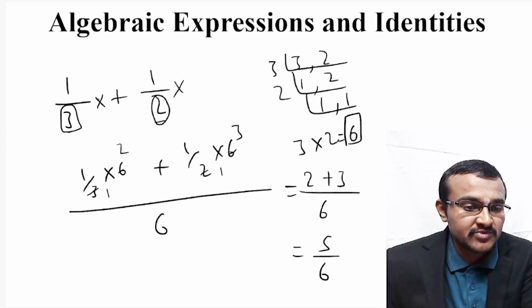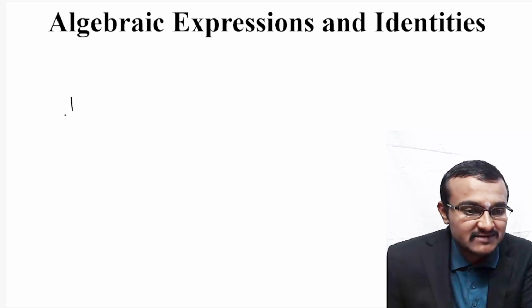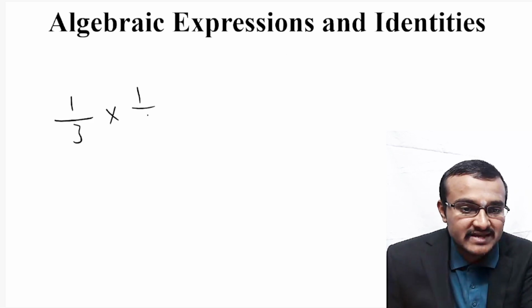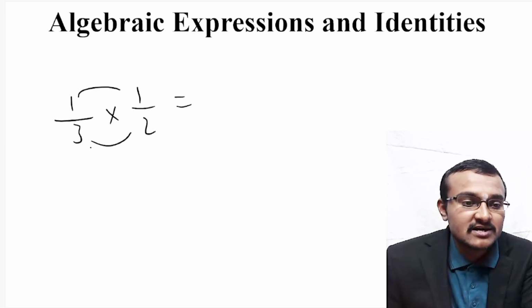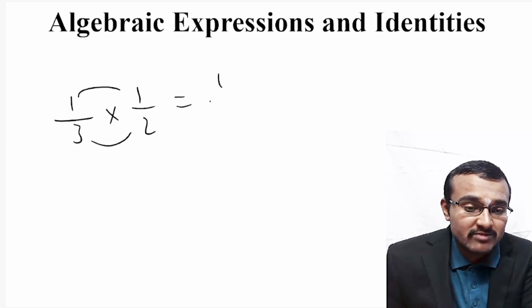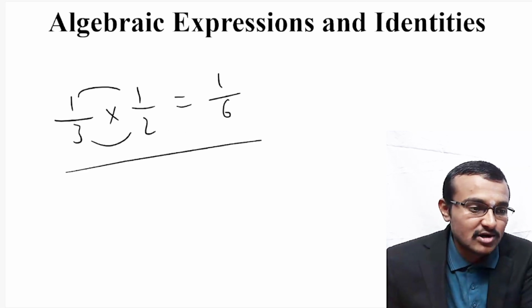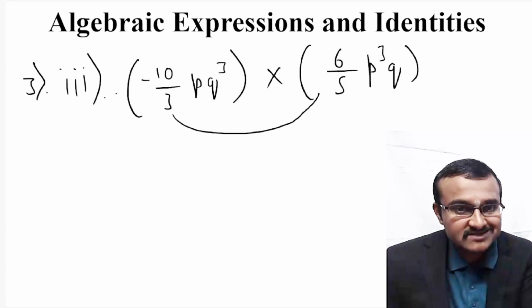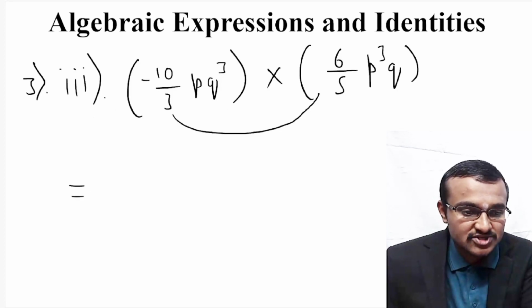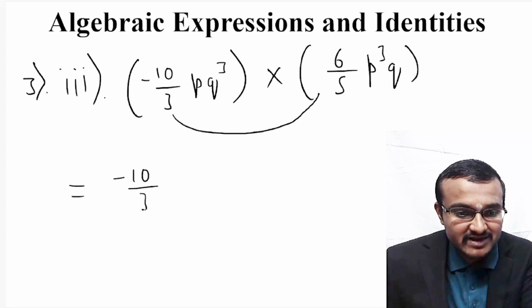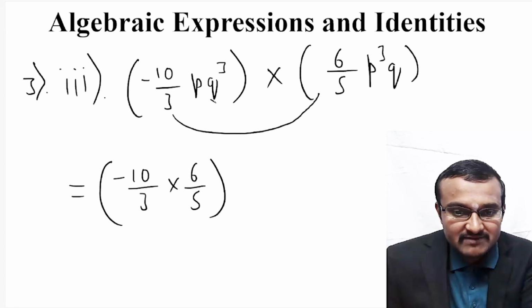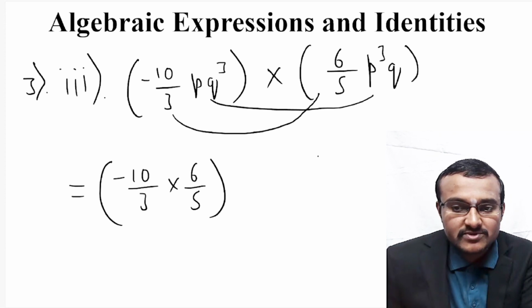But when you are performing multiplication between two fractions, then you can directly multiply numerator into numerator and denominator into denominator. So 1 by 3 into 1 by 2 will be 1 into 1 is 1, 3 into 2 is 6, 1 by 6 will be the answer. Applying this logic to the third question, here you are multiplying minus 10 by 3 into 6 by 5, and you are multiplying p cube into p cube.